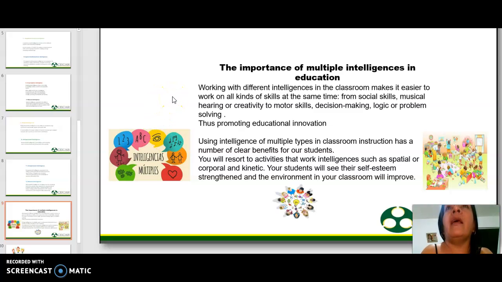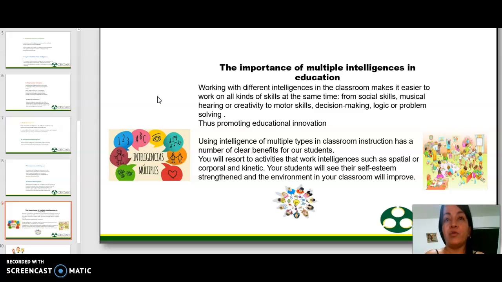The importance of multiple intelligences in education. Working on different intelligences in the classroom makes students work on skills at the same time, from social skills, musical hearing, or creativity, to motor skills, decision making, logic, or problem solving, thus promoting educational innovation.